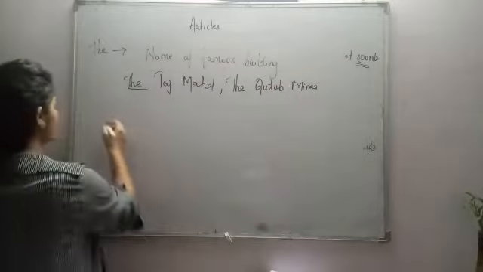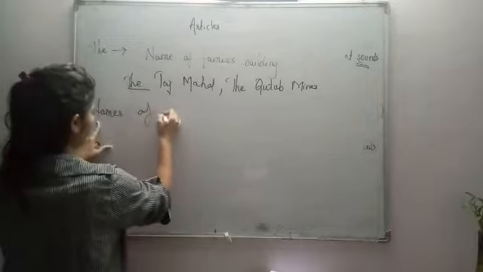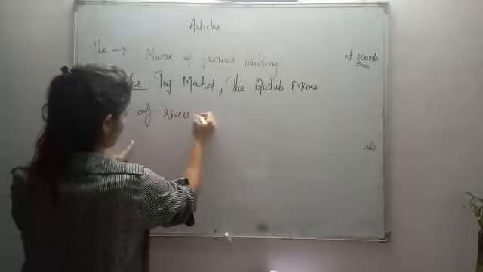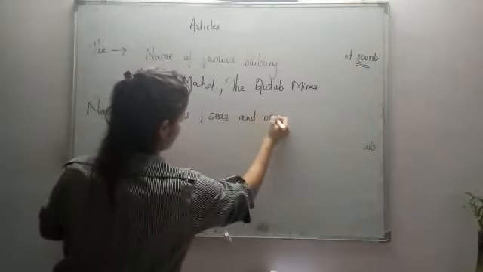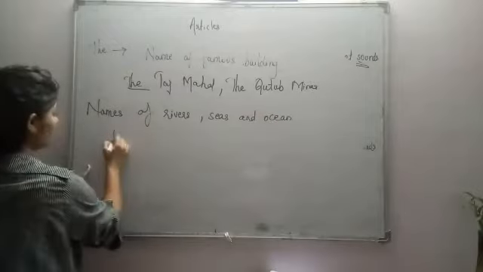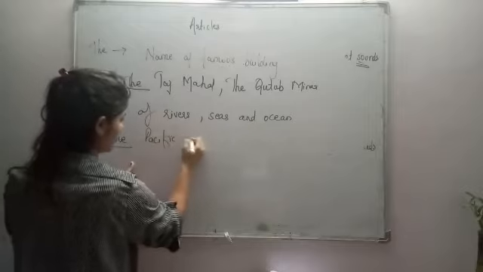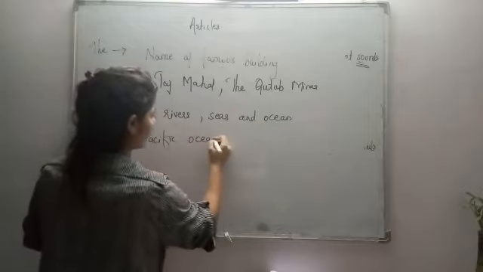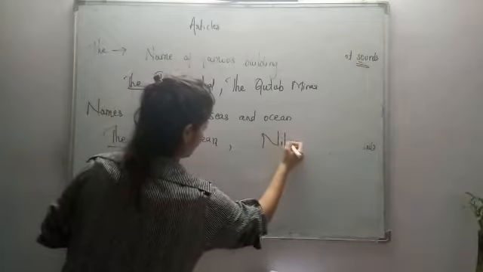It can also be used in front of the names of rivers, seas and oceans. For example, the Pacific Ocean. The Ganga, the Jamuna, the Nile River, etc.